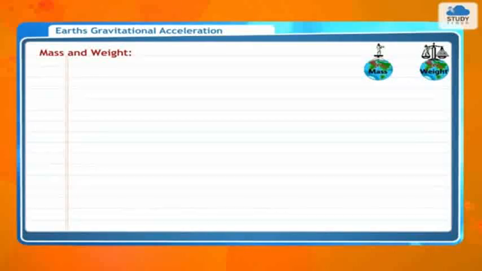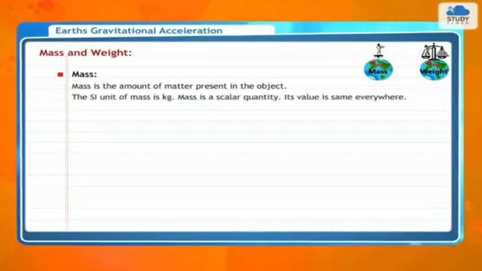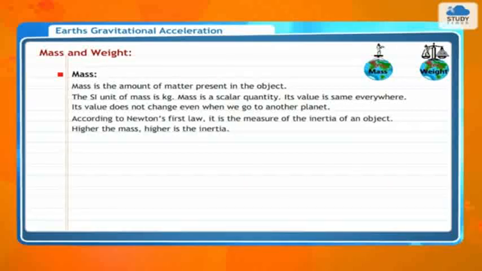Mass and weight. Mass. Mass is the amount of matter present in the object. The SI unit of mass is kg. Mass is a scalar quantity. Its value is same everywhere. Its value does not change even when we go to another planet. According to Newton's first law, it is the measure of the inertia of an object. Higher the mass, higher is the inertia.